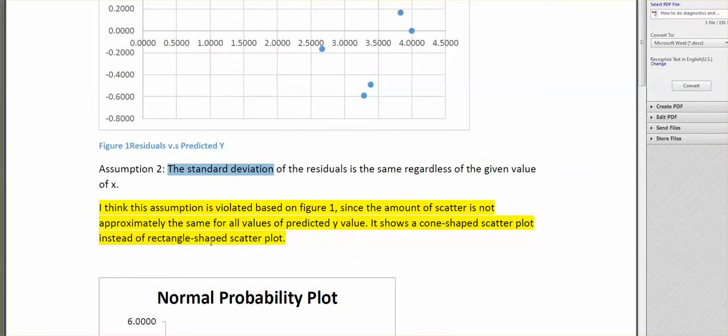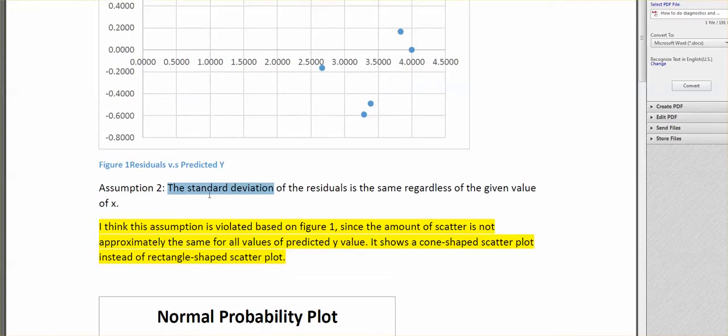So now let's finish assumption 2. How can you decide if assumption 2 is violated or not? I highly recommend you look at the answer key for Excel Homework 5 and also the file I sent out before Excel Homework 5 called How to Diagnostics and Outlier Question Example. You are looking at whether the scatter is approximately the same for all values of the predicted y value.